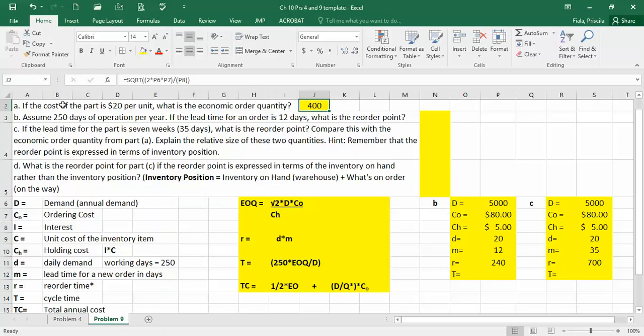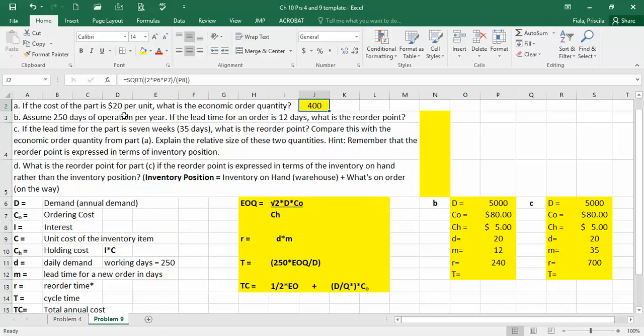Okay, so we got that our EOQ, or the most optimal, is to order when we reach right here. Actually, the optimal order quantity is 400 units. That's how much we should order. So right here, what's on order? This part here is 400.